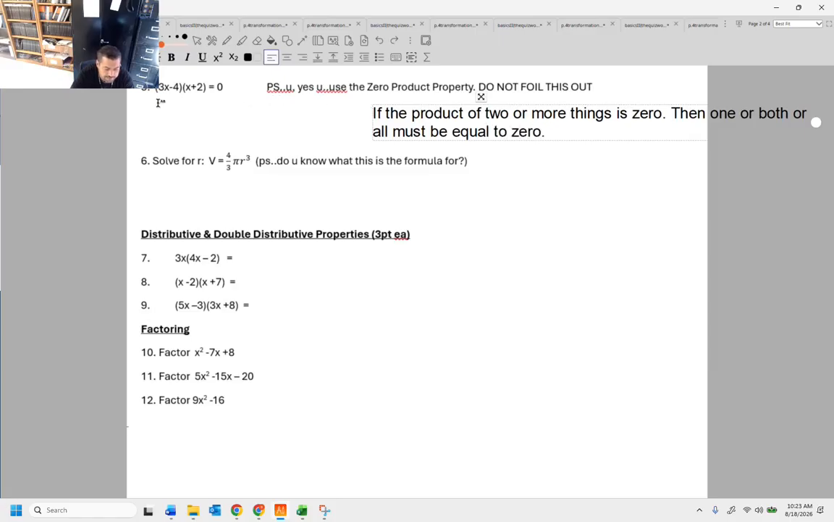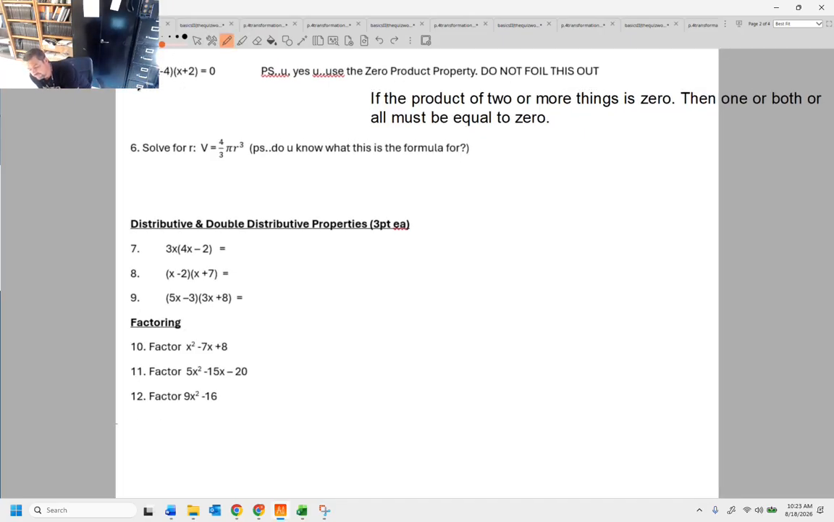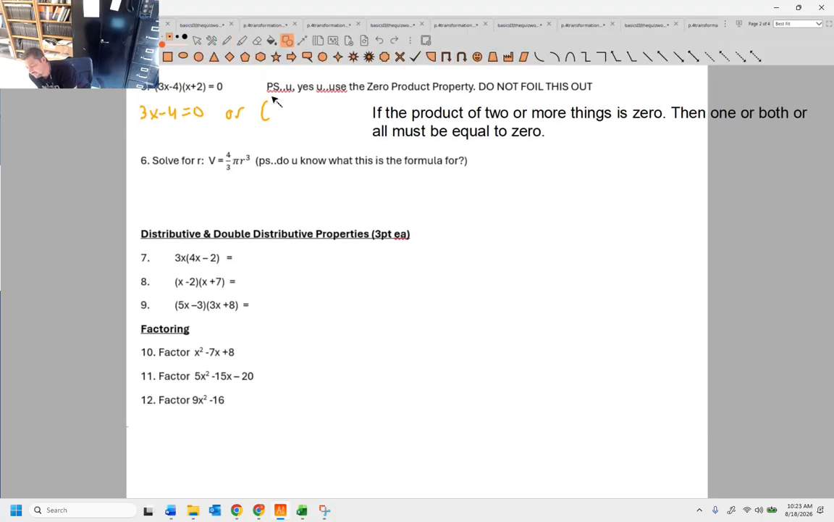You hear me say ZPP constantly. So you've seen this before. You all have an Algebra 1 credit, otherwise you wouldn't be in here. So by ZPP, 3x minus 4 must equal 0, or, not and, or x plus 2 must equal 0.